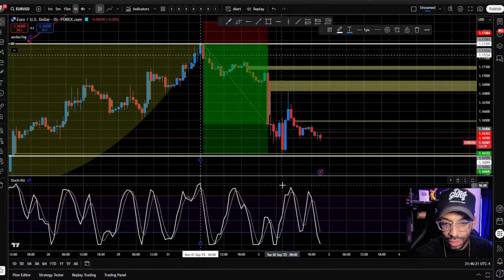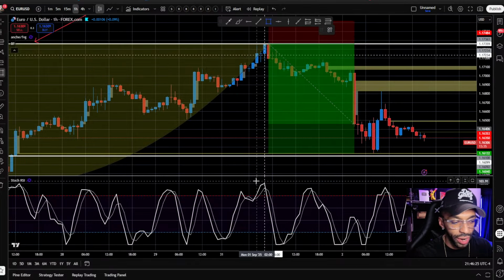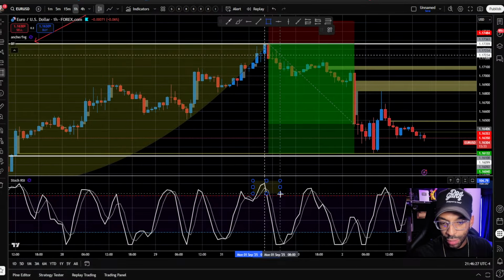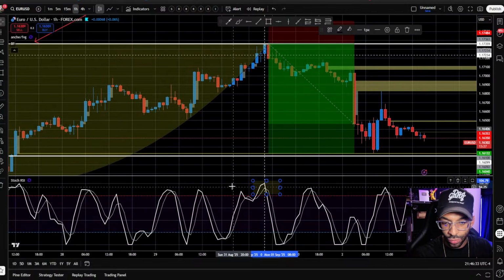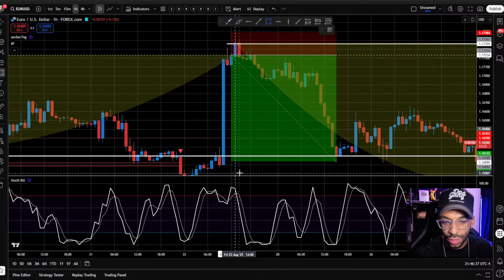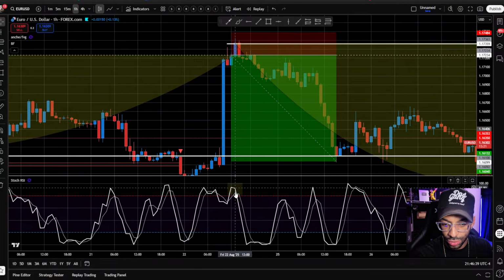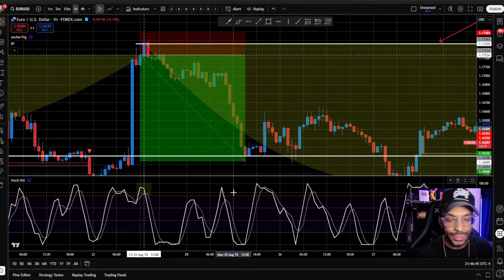If you guys aren't familiar with the stochastic cross, it's when your stochastics, your RSI, or your stochastic RSI becomes overbought, in this example, and you want to see those lines cross down. Let's go back over here. Same thing, so I can show you guys. You want to see those lines cross down, so they're crossing in the direction that you're looking to trade. That is our stochastic cross.